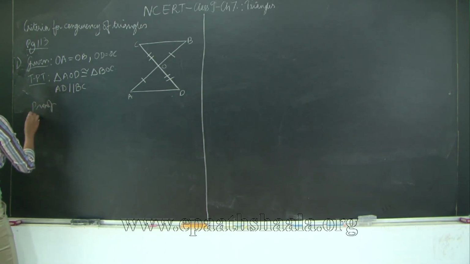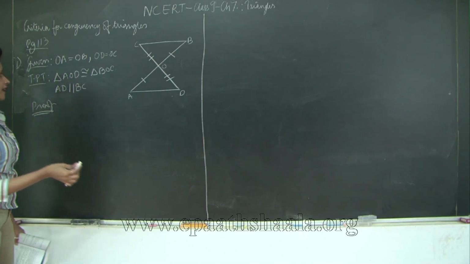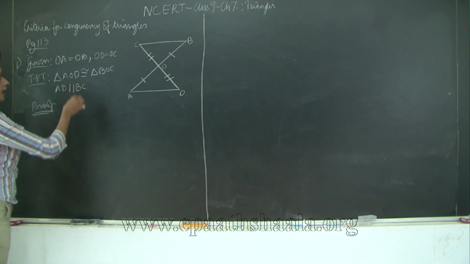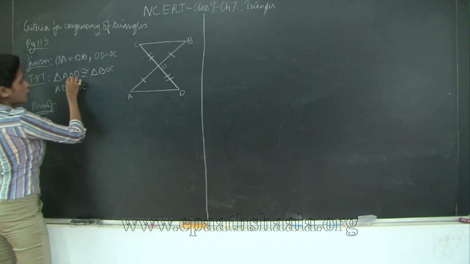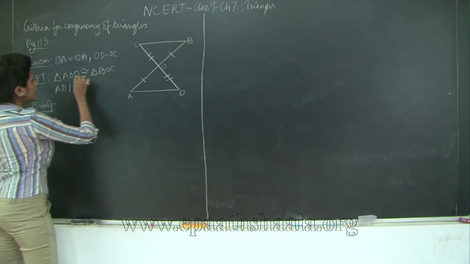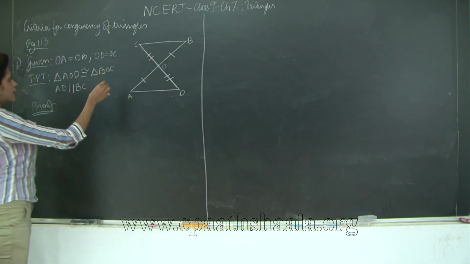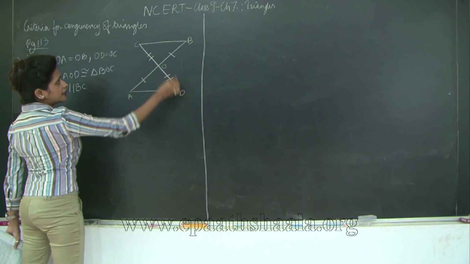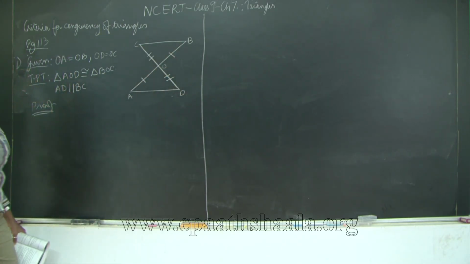So let's see how we go about the proof. First of all, they have mentioned the order of the triangle, that is the corresponding vertices. I have A corresponding to B, so A and B, then O corresponding to O because it's the common angle, and D corresponds to C. And we need to prove that these two triangles, that is AOD is congruent to triangle BOC. So let us see how we are going to do this.